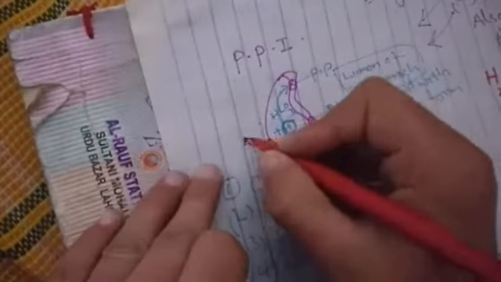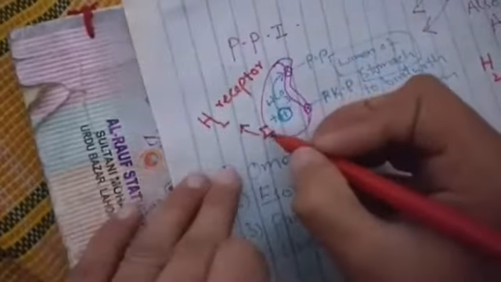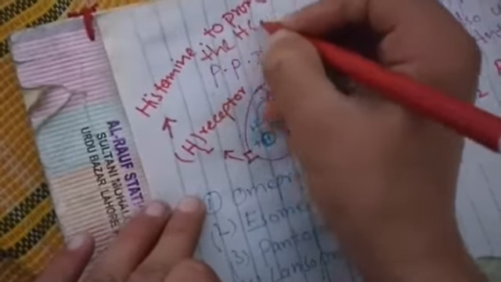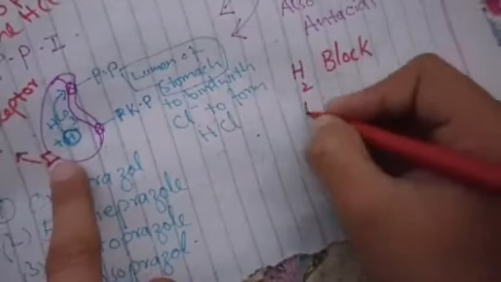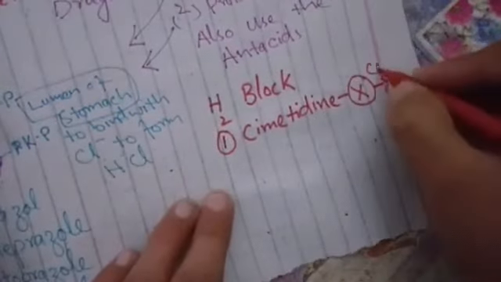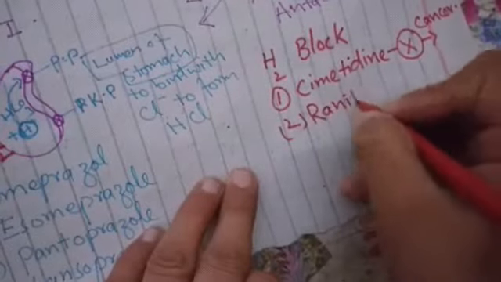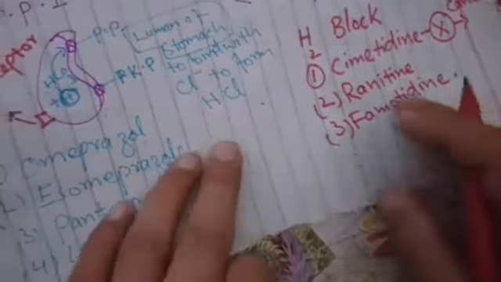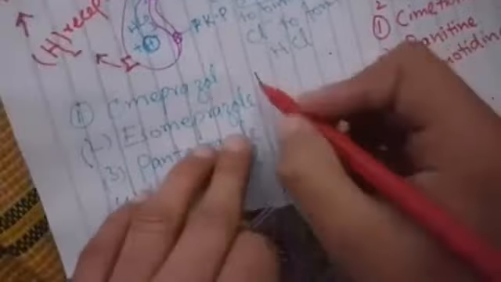Now the H2 blocker. The parietal cell has a receptor, the H2 receptor, the histamine receptor, which promotes hydrochloric acid secretion. So the H2 blocker blocks that receptor. So the drugs are cimetidine, which is banned because it causes cancer, ranitidine, famotidine. This is the H2 blocker.